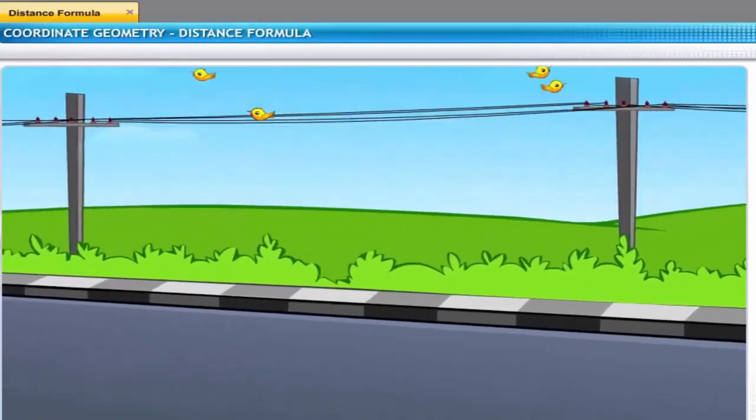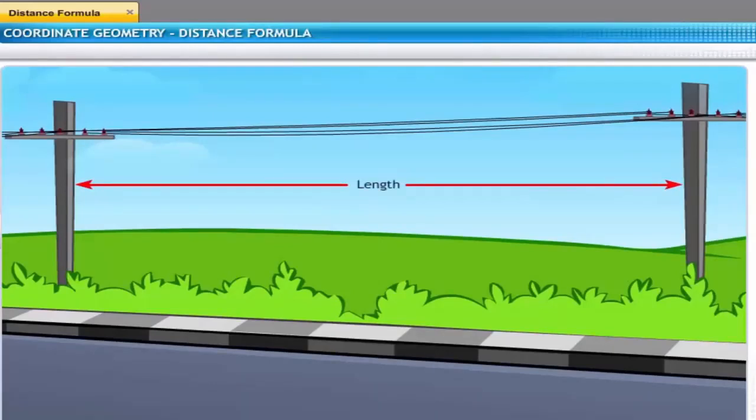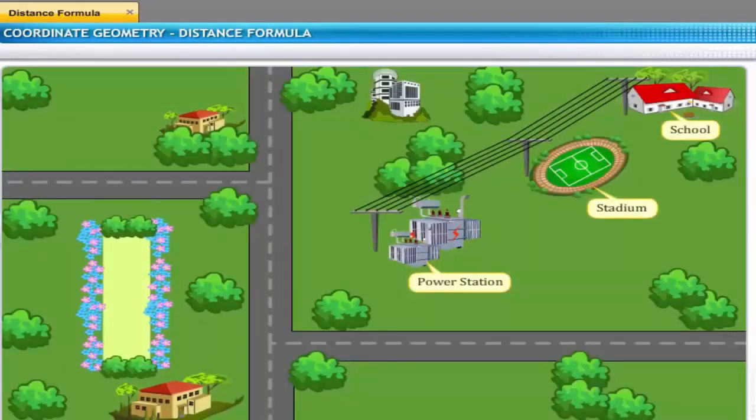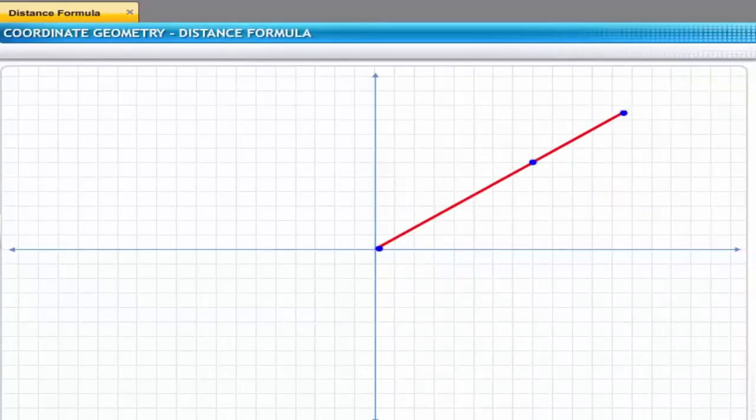We often see electric poles set up at regular intervals alongside roads. To determine the length of the cable between two electric poles, you measure the space or the distance between them. Consider a situation where you need to determine the length of cable required to lay electric lines between multiple points in a locality. If you create a map of the locality and transpose it onto a graph, you can derive the formula to calculate the distance between any two points in the locality.